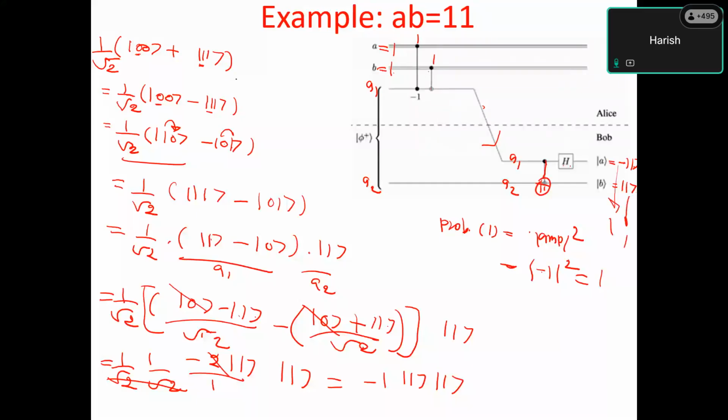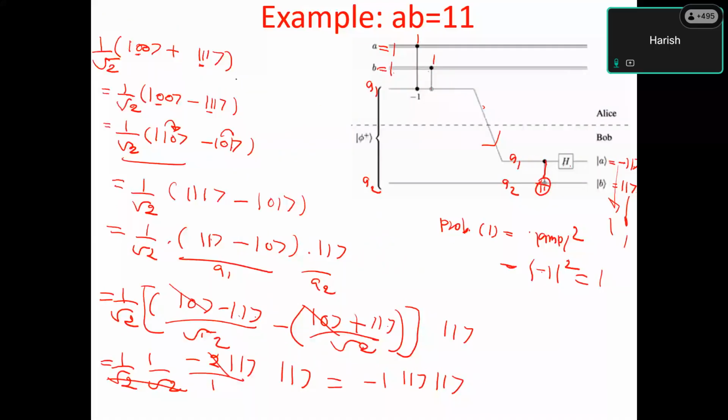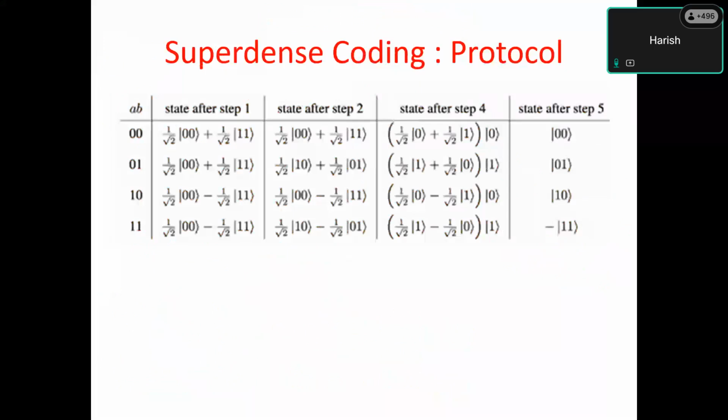Okay, so this way we have seen that for 0 1 it is working, for 1 1 also it is working. The same way it will work for all other states, 0 0 and 1 0 as well. So this will be the progression after these different steps, and it is working for all. So Alice wanted to send AB as 0 0, 0 1, 1 0 and 1 1. This way the steps of progression will happen, and on the fifth step measurement you will have the same AB which we wanted to send.